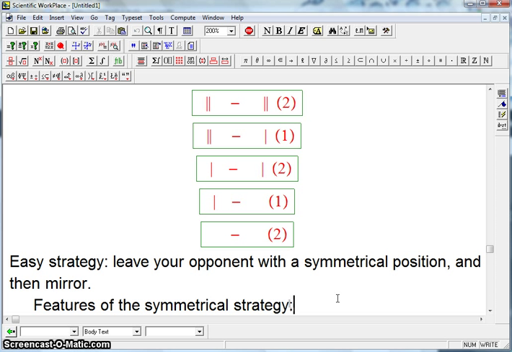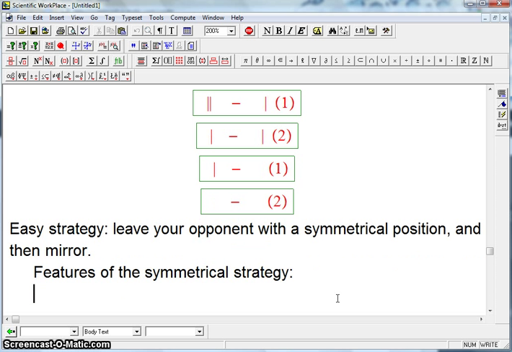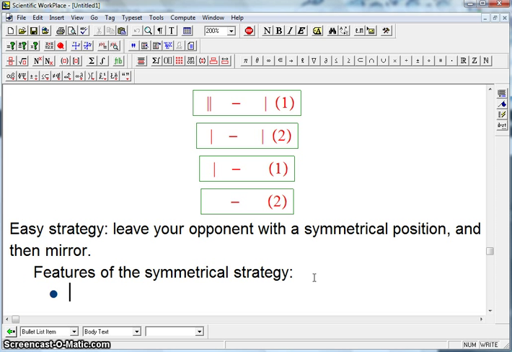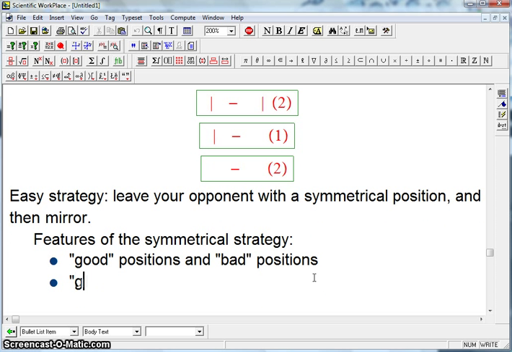This one is good, but it is not a guaranteed winner because you can't always just put somebody in that symmetrical position. One really simple feature, probably the main feature, is that there are good positions and bad positions. The bad positions equal symmetrical. It's a position you don't want to have to play. You want to leave your opponent a bad position, and you don't want to be forced to play from a bad position.